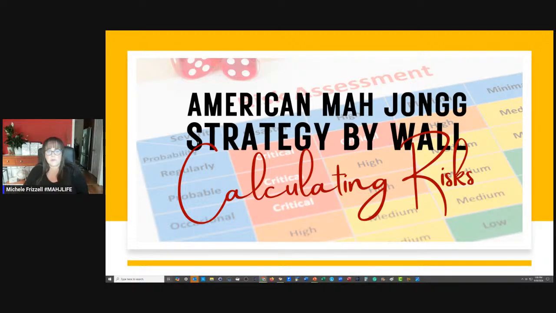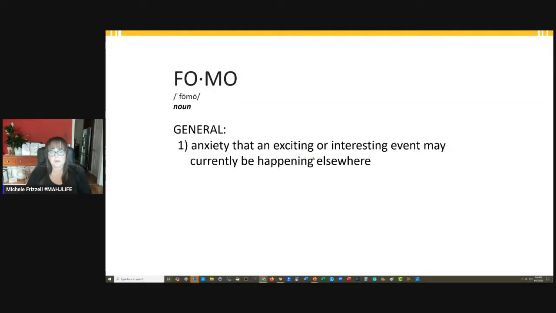Okay, so here we go. This all coincides with strategy by wall. If you're not familiar with strategy by wall, I'll introduce it just so that you have a frame of reference. But the concepts are based on the wall in play. So sorry, I zoomed with my mouse there for a second.